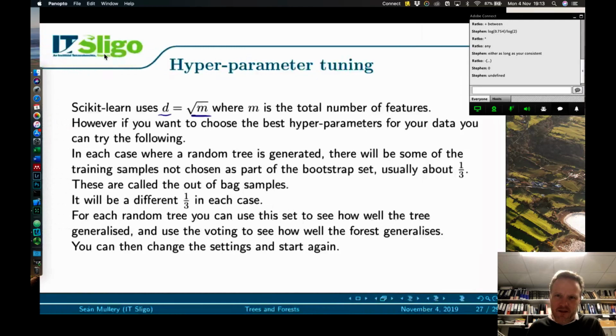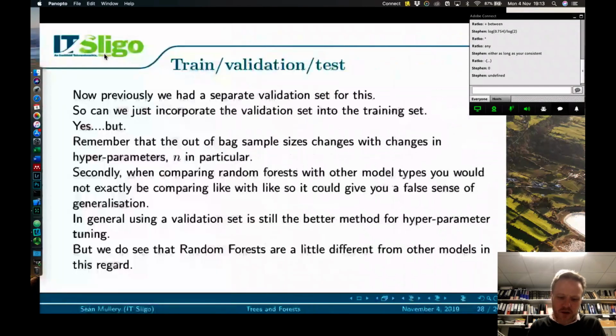Now this is a bit different from how we generalized the other models, where we used a train and a validation set, and obviously a held-out test set as well. Previously we had a separate validation set for what I've just described. So can we just incorporate the validation set into the training set now? In other words, can we add these two together, because that out-of-bag set is going to do that job? The answer is kind of yes, but kind of no.